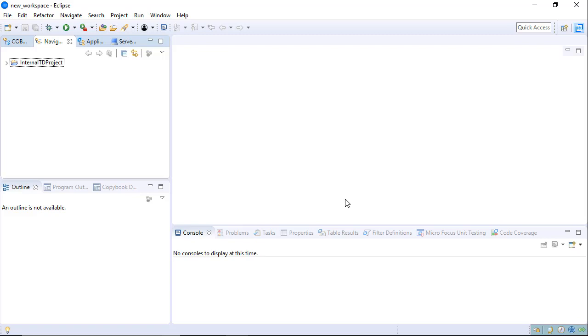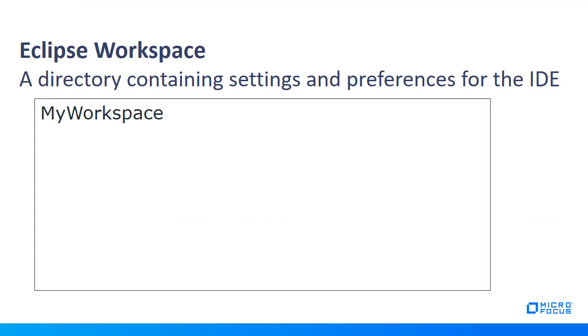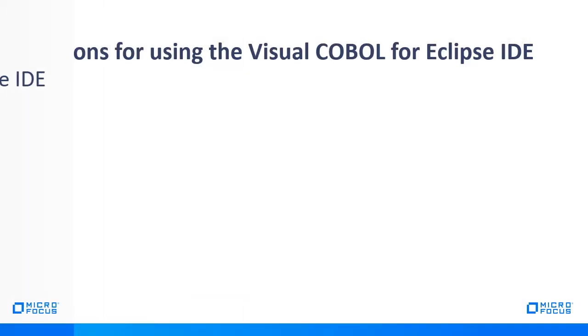COBOL development is best performed using a special Visual COBOL for Eclipse view named COBOL Explorer. Before I proceed, I'll make sure the COBOL Explorer view is visible. Now that the IDE is launched and a workspace has been specified, let's discuss the two different options for working with COBOL programs in Eclipse.